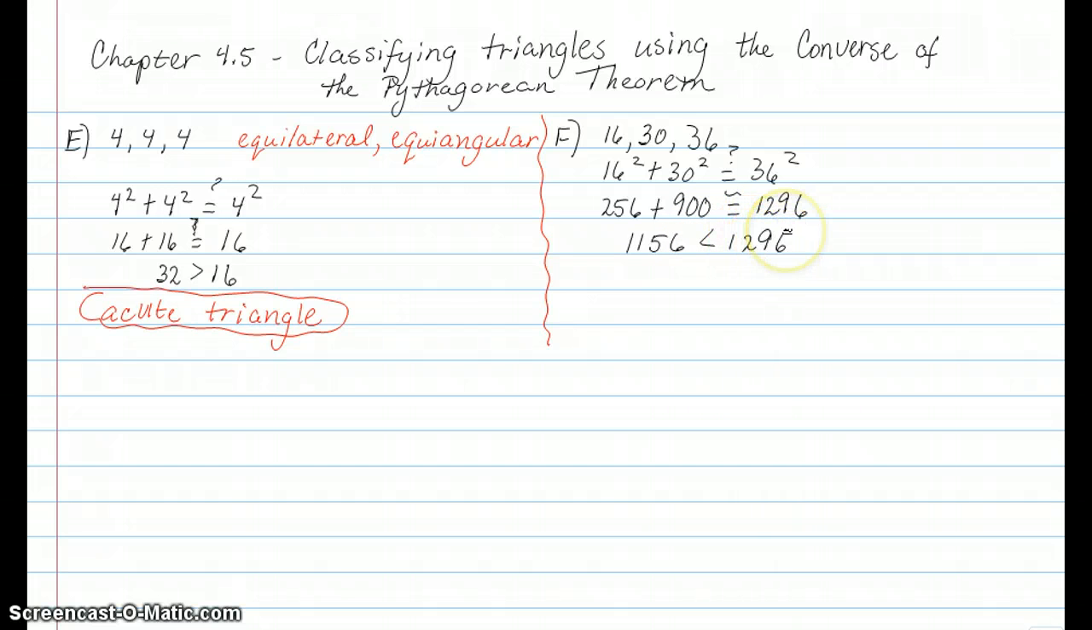1,296. And if you remember back, if it is less than, just like this was greater than and it gave you acute, if it's less than, then it's going to be an obtuse triangle.